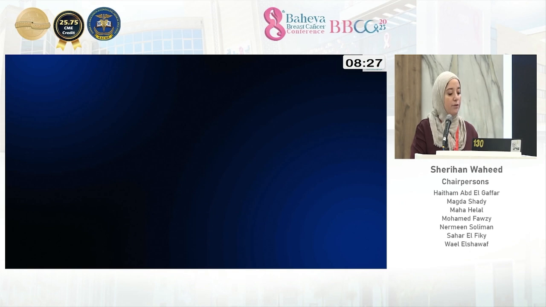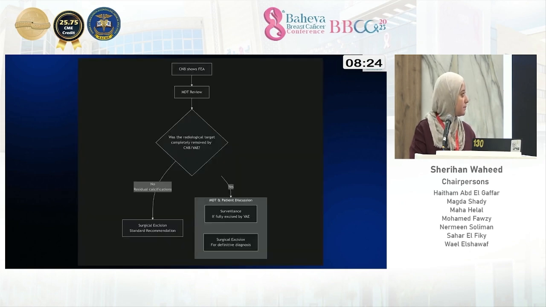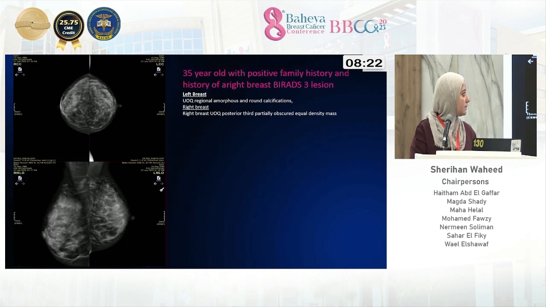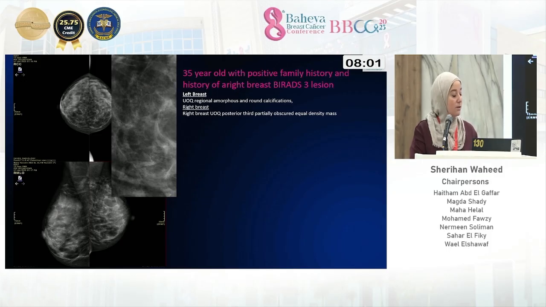In this case, we have a 35-year-old with positive family history who's coming up for follow-up of a right breast BI-RADS 3 lesion. The mammography revealed upper outer quadrant regional amorphous calcifications, as well as round calcifications seen in the left breast, as well as a right upper outer quadrant posterior third partially obscured isodense lesion. And this is a close-up view of the calcifications that were noted.